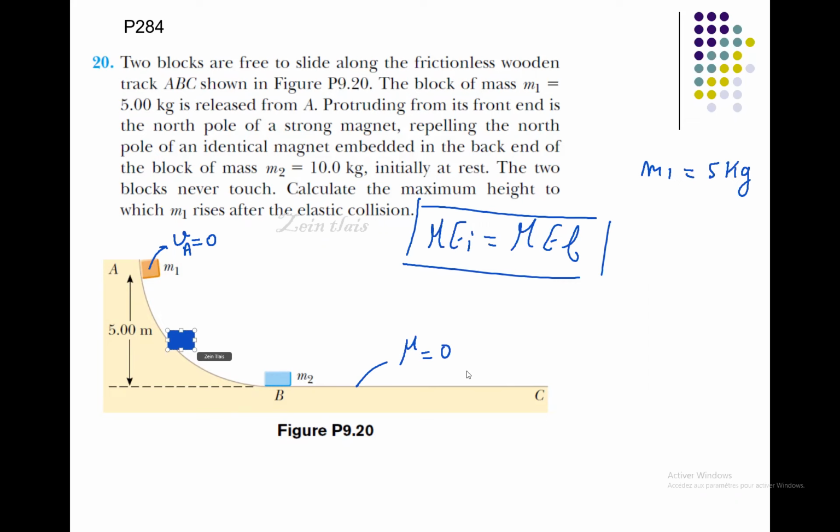Now I want to calculate the maximum height to which M1 rises after the elastic collision. So here we have an elastic collision. I have to find the maximum height after the collision. So I need to calculate its height here. It's simple: we have before the collision and after the collision.